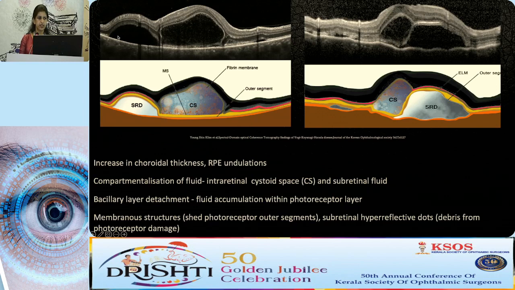Compartmentalization of fluid in the subretinal space and in the intraretinal space is characteristic. And the basilar layer detachment, that is fluid accumulation within the photoreceptor layer, is a feature. Then you have membranous structures which are shed photoreceptor outer segments and subretinal hyperreflective dots which result from photoreceptor damage. So that is in a nutshell about the newer things.